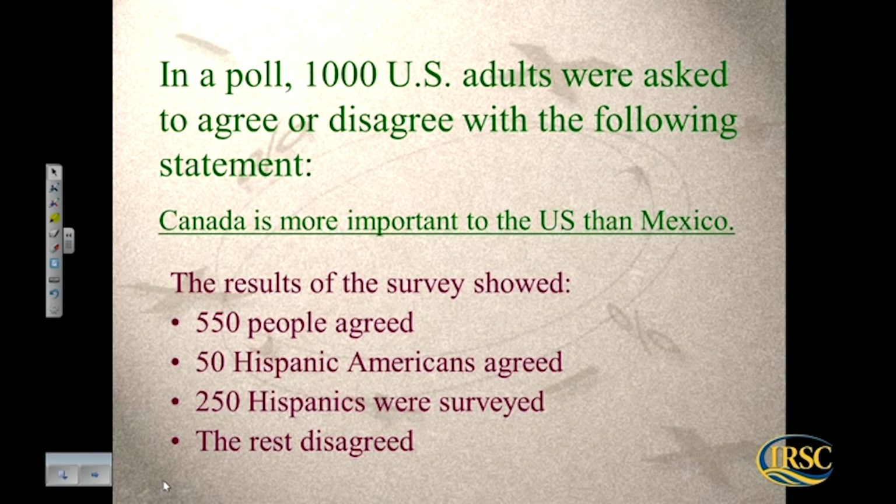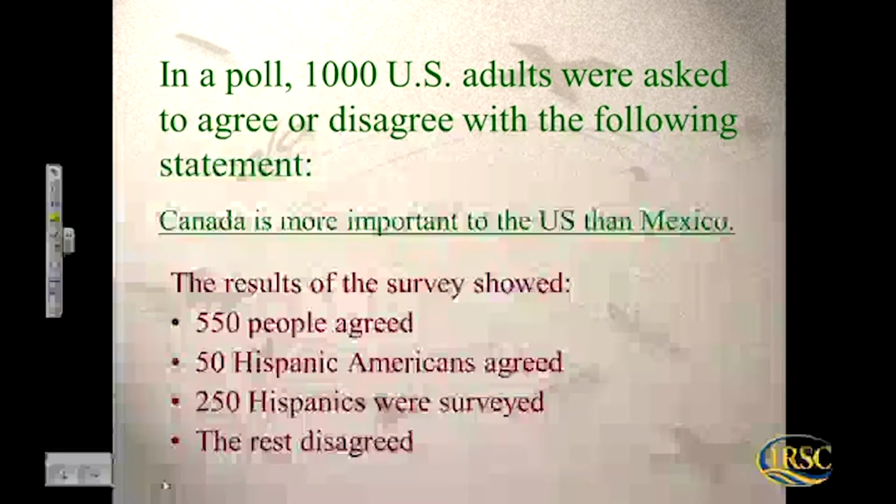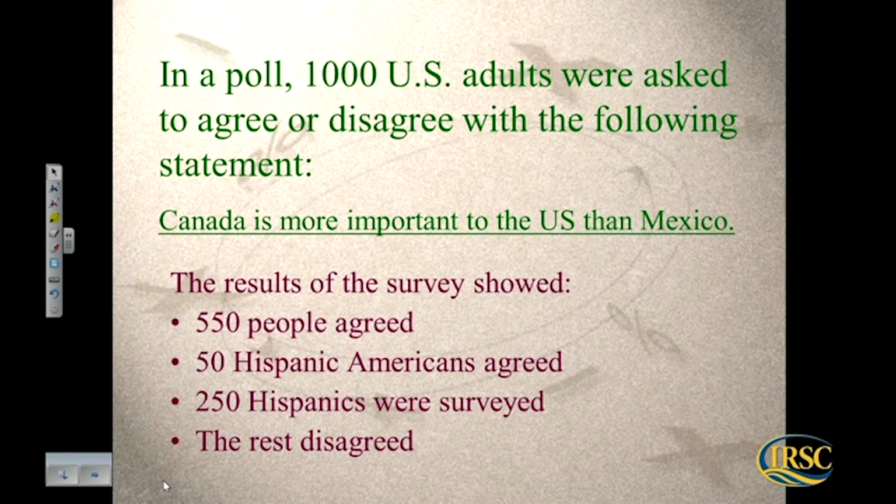Okay, next survey problem. In a poll, 1,000 U.S. adults were asked to agree or disagree with the following statement. And this is your entire fill in the blank here, this whole line, this sentence. Canada is more important to the U.S. than Mexico. And then here are the results of the survey, which I think maybe some of those numbers are fill in the blanks for you as well.